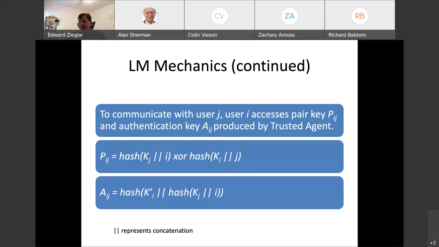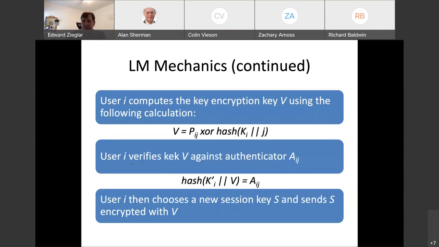To verify this, there's an authenticator, and that authenticator is simply a hash of your own. So if I wants to communicate, he's going to get an authenticator that is a hash of his authentication key with the key encryption key that you use to communicate with J. And that, of course, is just a hash of J's private key with I's identity. So we hashed it all together.